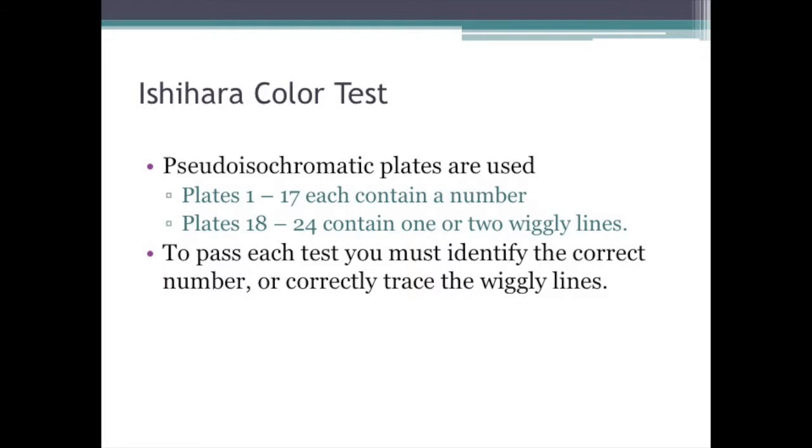So what is the Ishihara color test? This test uses pseudo-isochromatic plates. Plates 1 through 17 all contain a number, and plates 18 to 24 contain one or two wiggly lines. To pass this test, you must identify the correct number or correctly trace the wiggly lines.